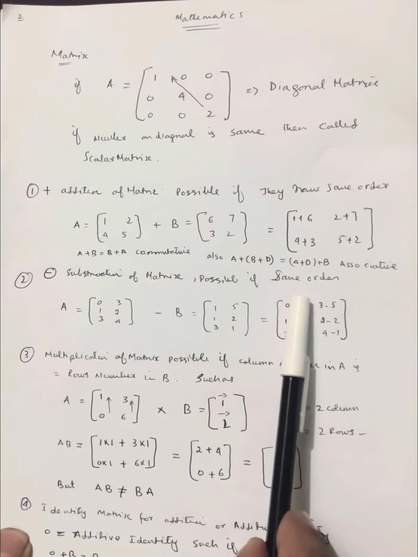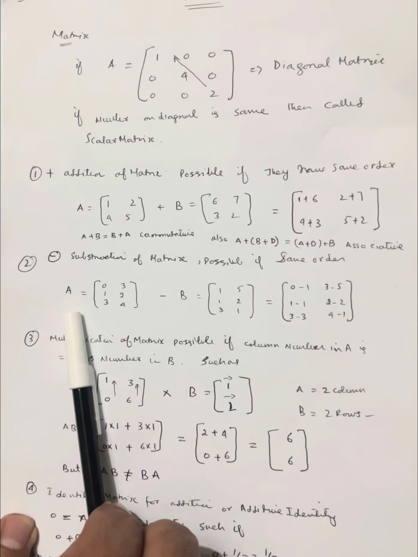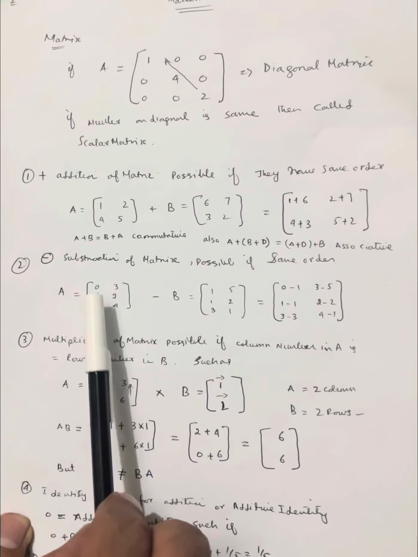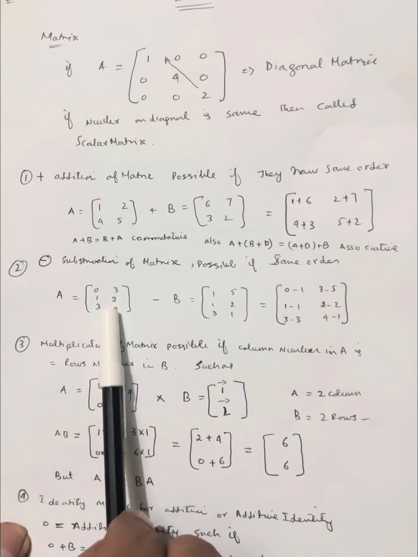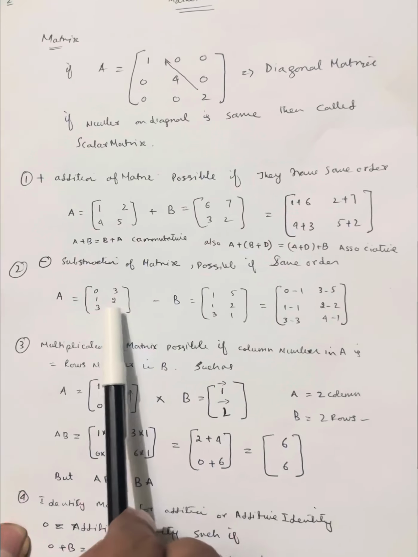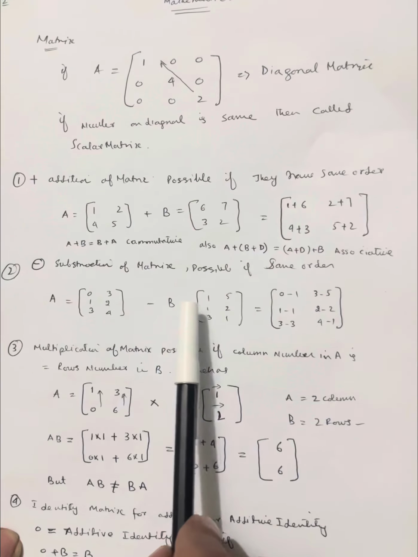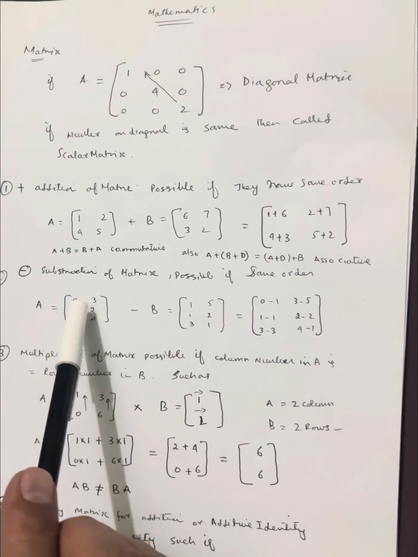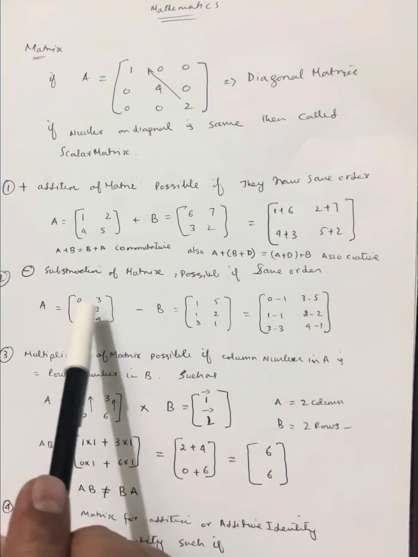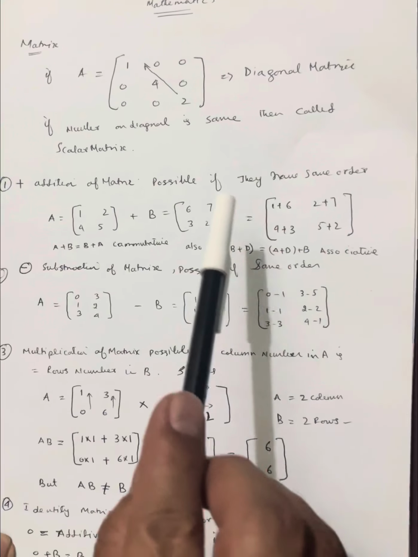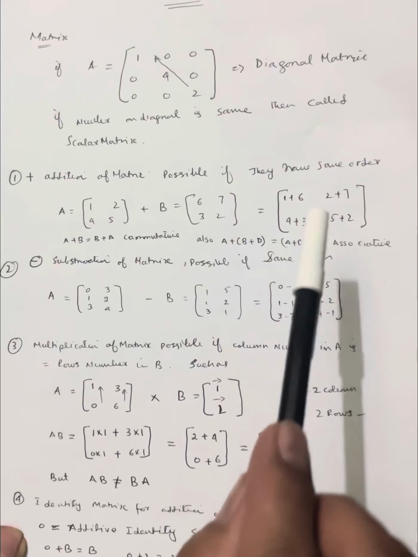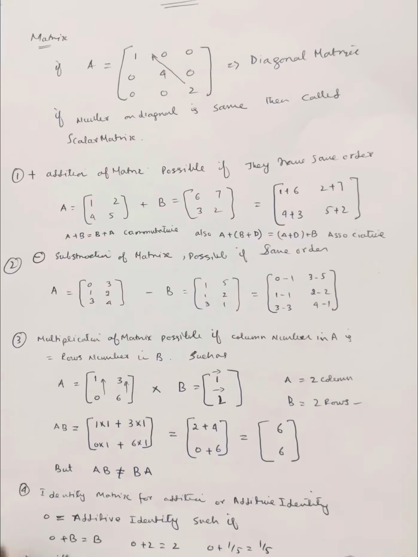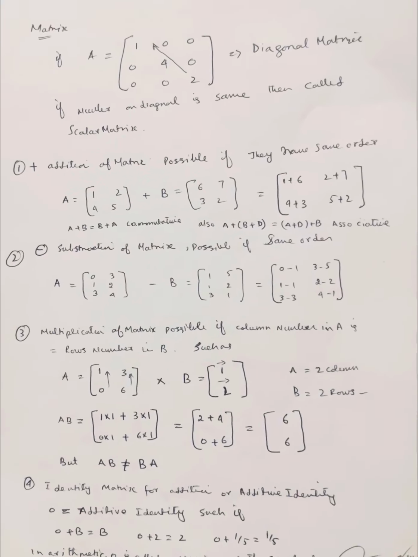Subtraction of matrices. Let's say A is this and B, these are of the same order. So A is 2 rows and 3 columns, and B is also 2 rows and 3 columns. So A minus B is done like this, and the same for the rest. Only the sign is changed. If the orders are the same, then you can add or subtract the matrices.